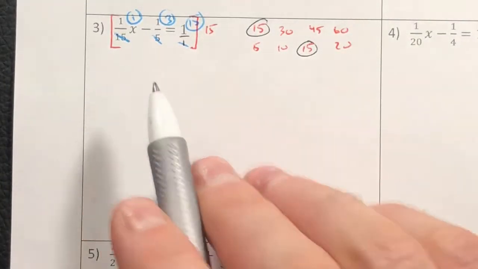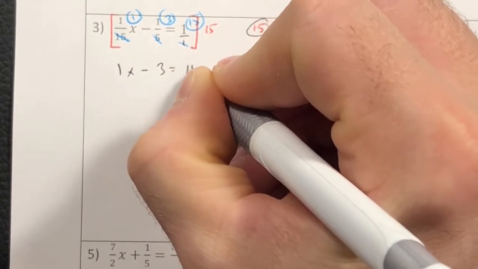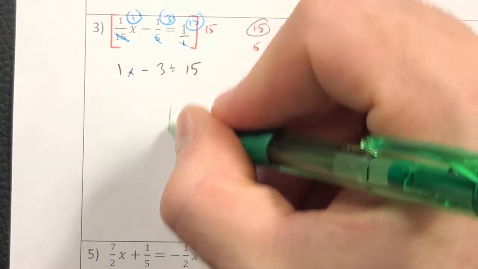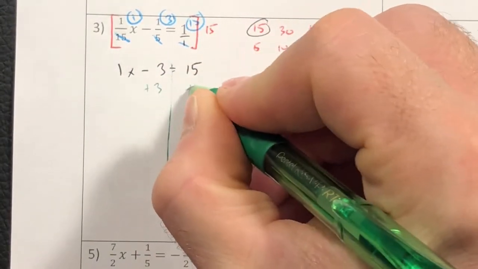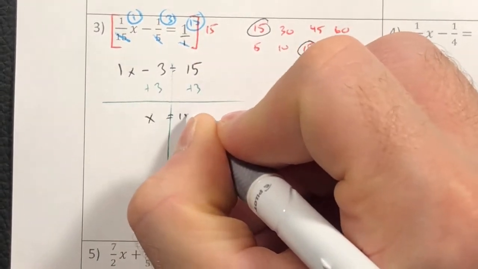And my next line equation is going to give me a 1x minus 3 is equal to 15. Perfect. Now that makes it much more friendly to solve. Let's add 3. So I'm left with x equals 18.